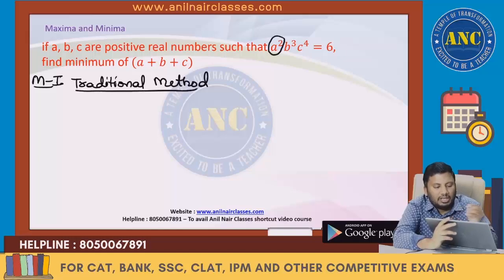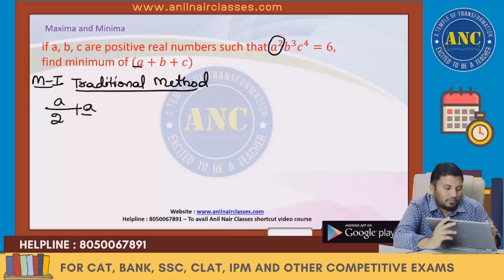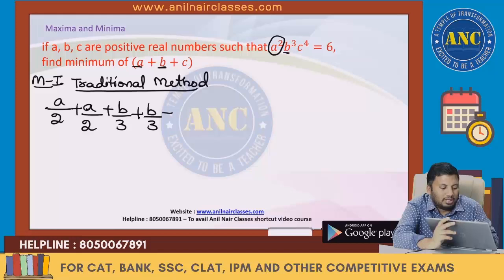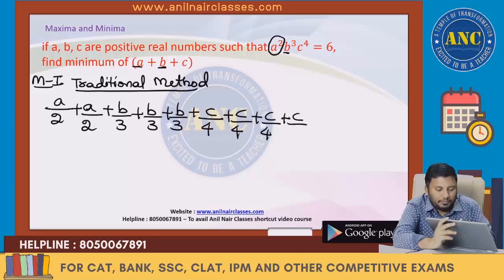Degree of A is 2, so divide into 2 parts: A by 2, A by 2. Degree of B is 3, so B by 3, B by 3, B by 3. Plus degree of C is 4: C by 4, C by 4, C by 4, C by 4. It is nothing but 6.